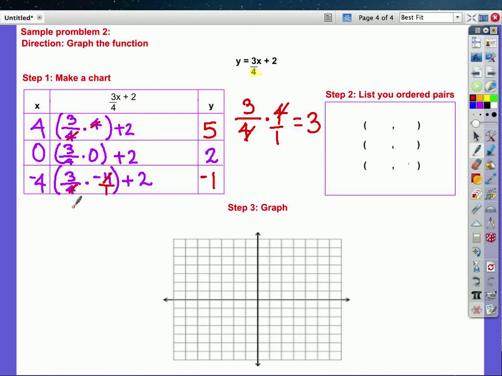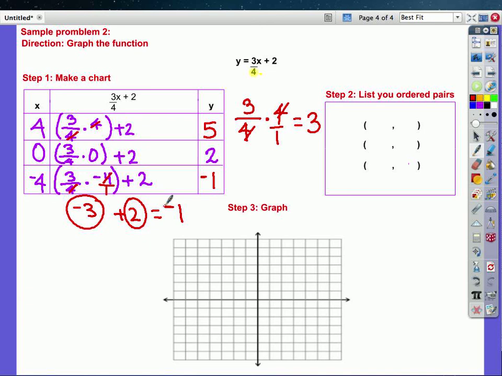So again, that's negative 3 plus 2. These are unlike signs. You will subtract and take the sign of your largest number, which is 1.